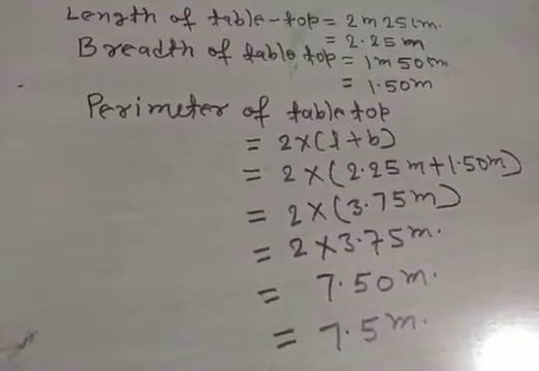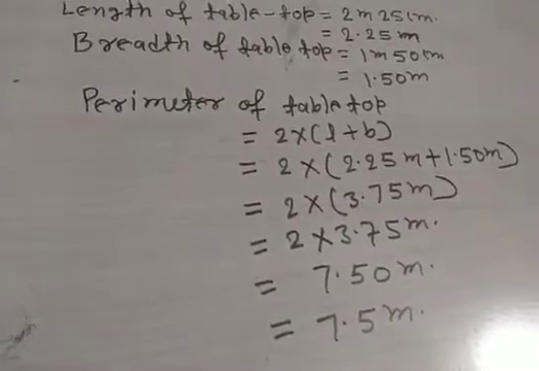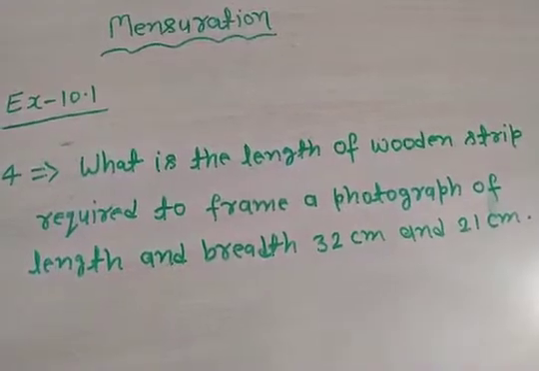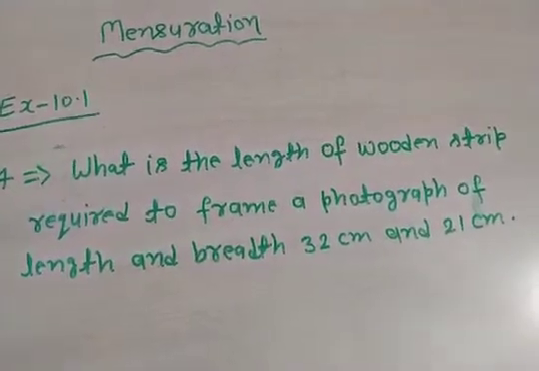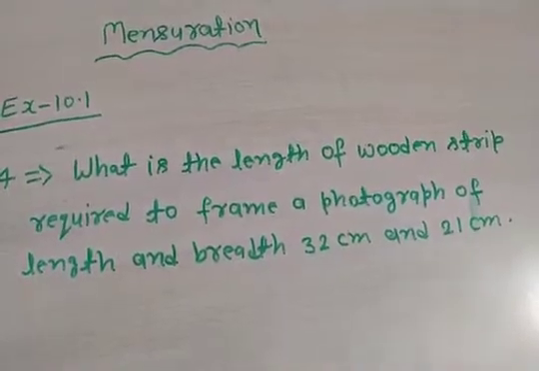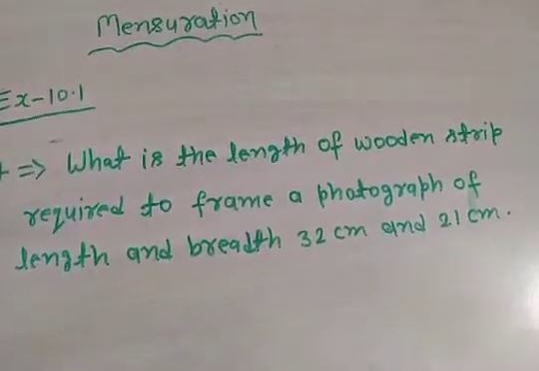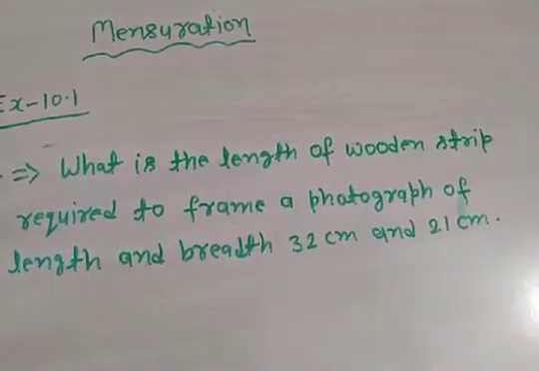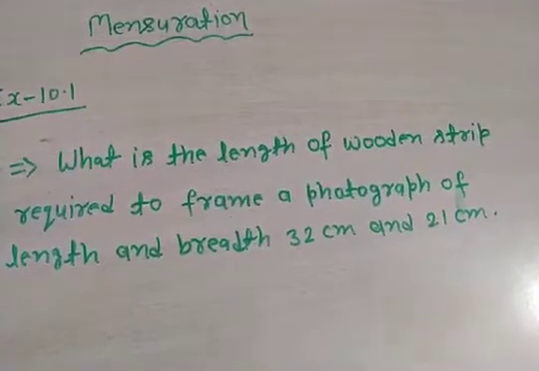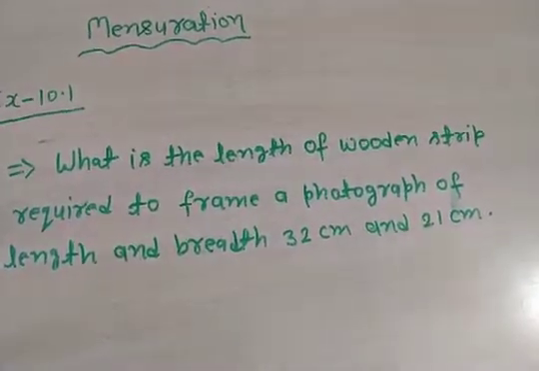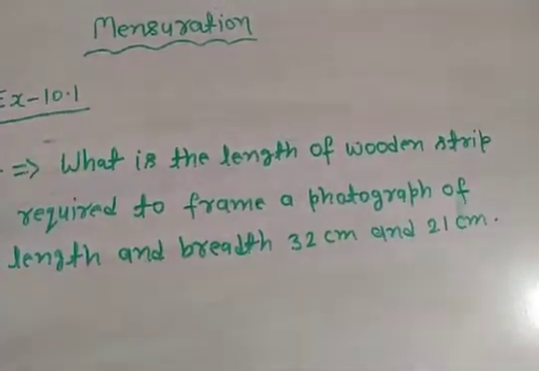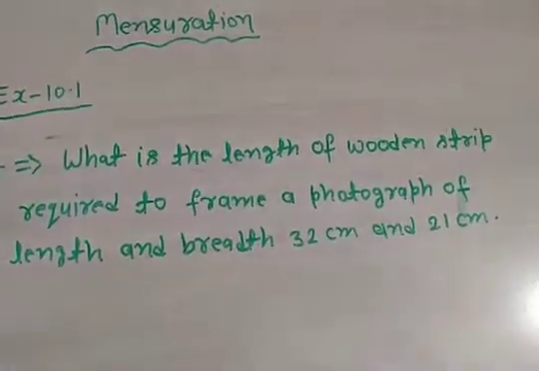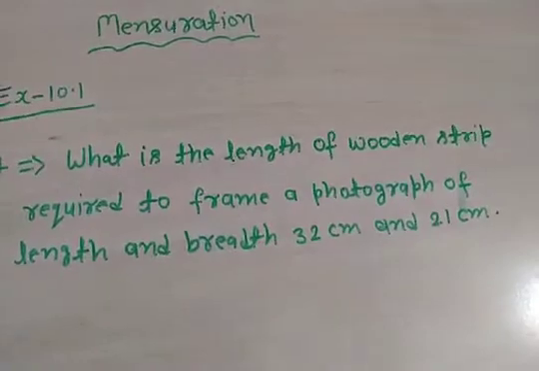Now we are going to solve the next question, question number 4. What is the length of the wooden strip required to frame a photograph of length and breadth 32 centimeters and 21 centimeters? Here 32 centimeters is the length and the breadth is 21 centimeters. So we find the length of the wooden strip. So we find the perimeter of the photograph. Let's see how to solve it.